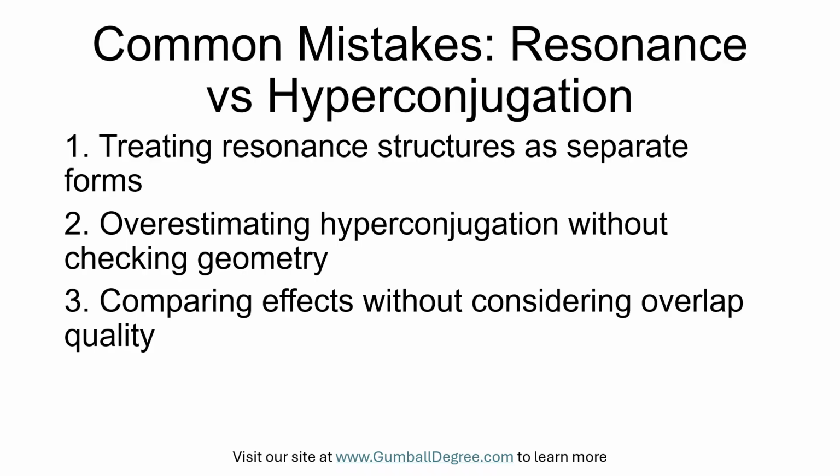Students also sometimes try to compare sizes directly without considering that resonance usually gives stronger delocalization than hyperconjugation, so compare both the number of contributing bonds and the quality of orbital overlap to judge which stabilizes more.